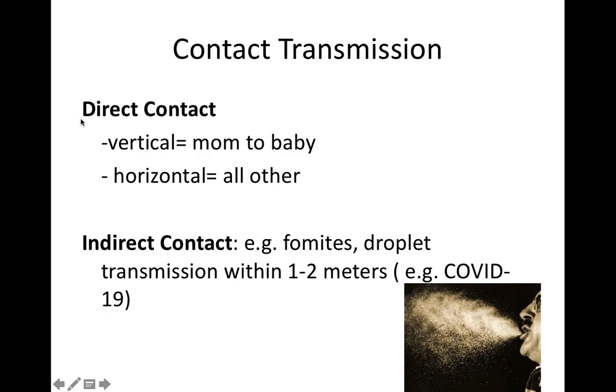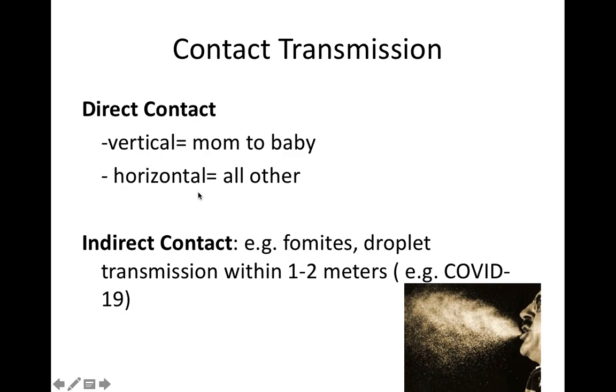So in direct contact transmission, I think of you guys as physical contact with the infected host. And in this, you guys, there's two different types of direct contact. Vertical, and this I think of as mom to baby, right? And this we really worry about, you guys, because the baby's immune system is totally undeveloped. So when we have vertical transmission of a pathogen from mom to baby, this can be really devastating for the baby. And then you guys, I think of all other direct contact transmission as horizontal.